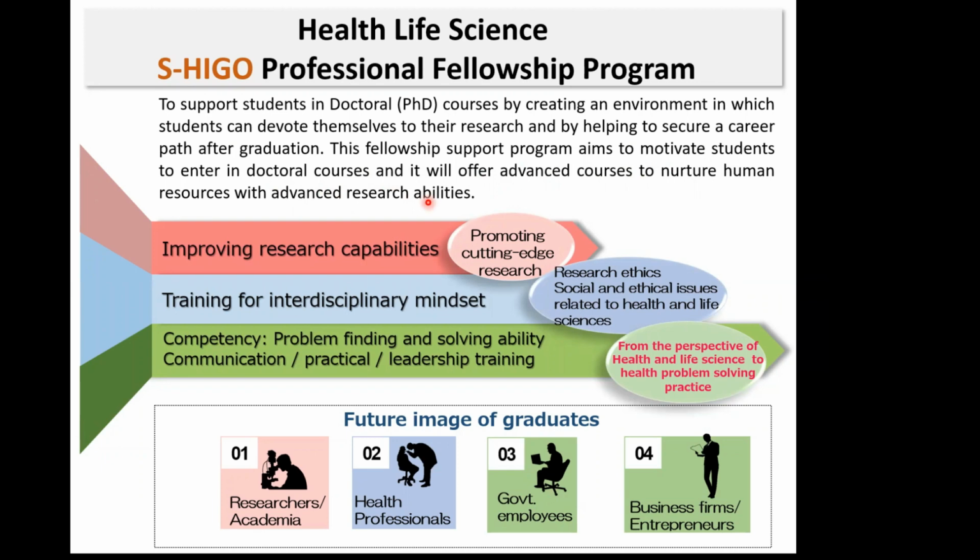Along with your basic research capabilities and basic research in the laboratories, our aim is to improve research capabilities by promoting cutting-edge research and training for an interdisciplinary mindset, so that you will also learn about research ethics and social and ethical issues related to health and life sciences. Also in this program, we support students to develop their competency, that is problem finding and solving ability, communication skills, and practical and leadership training skills, from the perspective of health and life science to health problem solving practice.